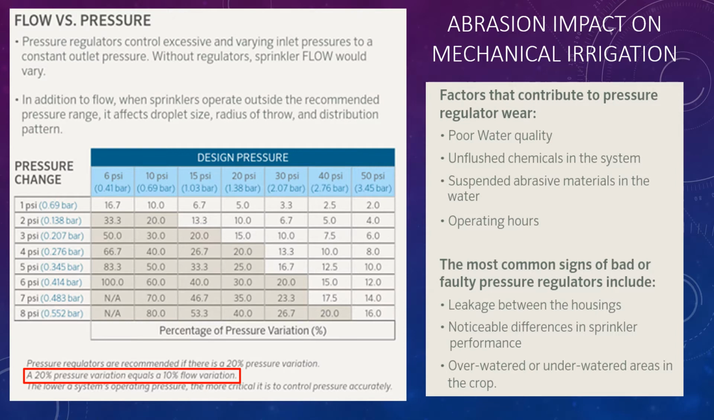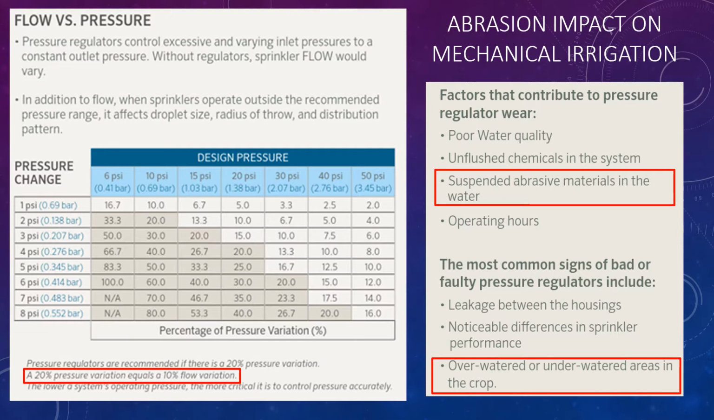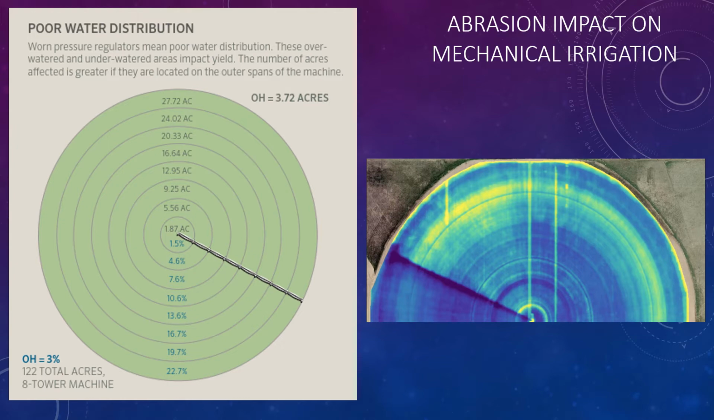So what happens is, when I'm not able to maintain that flow because of these suspended abrasive materials that have compromised my regulators, I end up in a situation where I either overwater or underwater, not just in one place, but all the way around the field, or all the way down the length if it's a linear. We'll look at that real close in our next few slides. When we look at the effect of sprinkler package degradation due to solids either plugging or abrading or causing problems with the pressure regulators, you can see the amount of acreage that would be under each span. And of course on a linear it's going to be straight down the field.